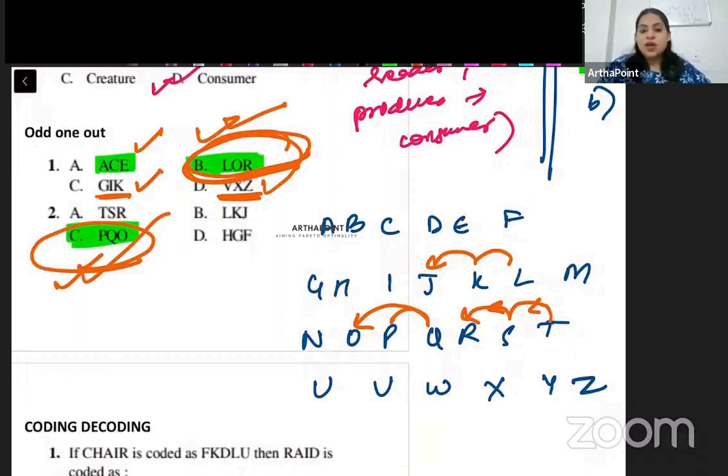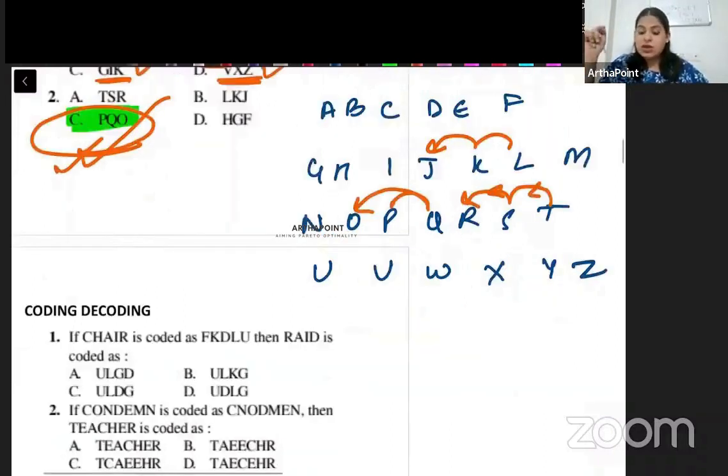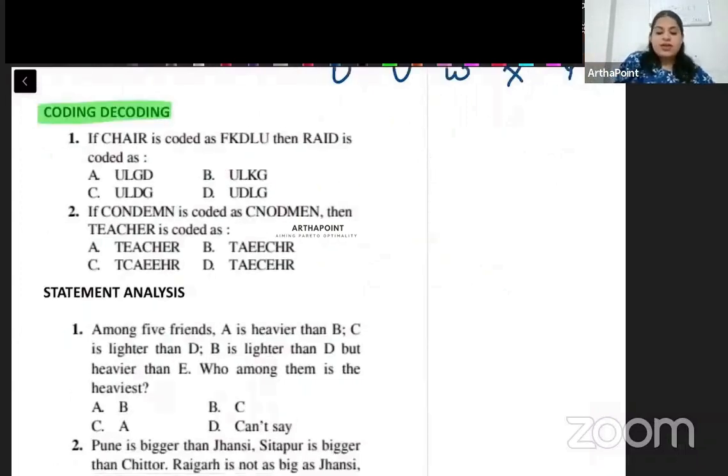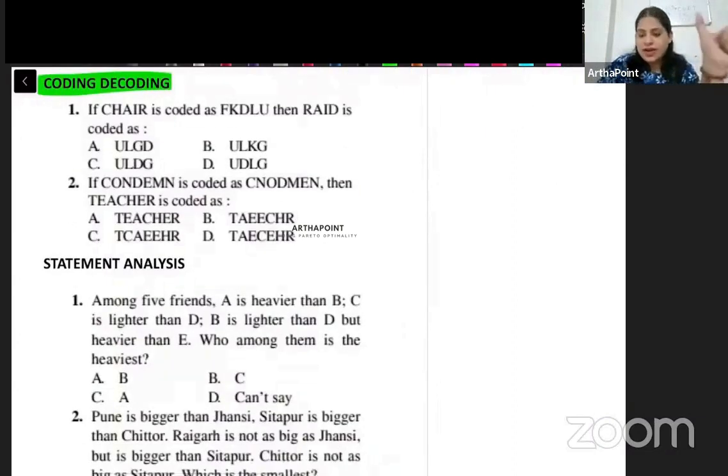Beta, come to the next type now. Quickly we are revising this, okay? So the next type of question that will come in exam, this is called coding decoding. So beta, एक alphabet, एक letter दिया होगा, उसको उन्होंने किसी और तरीके से कोड किया होगा. जैसे chair को कोड कर दिया FKDLU, and then they are asking कि raid का कोड क्या होगा. So they will give you one word, and they will give you a code for that word, and you have to go ahead and find out what is going to be the right answer to it. ठीक है जी.